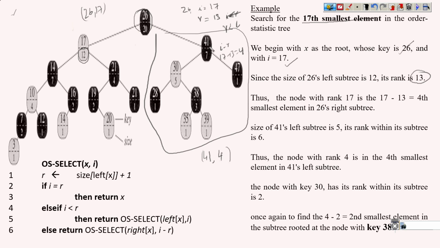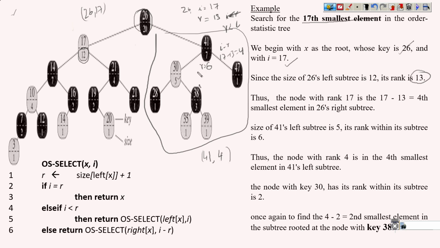So if the rank of this is 4, that means we are done. We have to stop. So let us check what is the rank of this. We look to the left subtree. It is 5. So 5 plus 1 is 6. So the rank of this is 6. Now you find that the rank is more than I, or you can say I is less than R. So we can go to the left subtree.